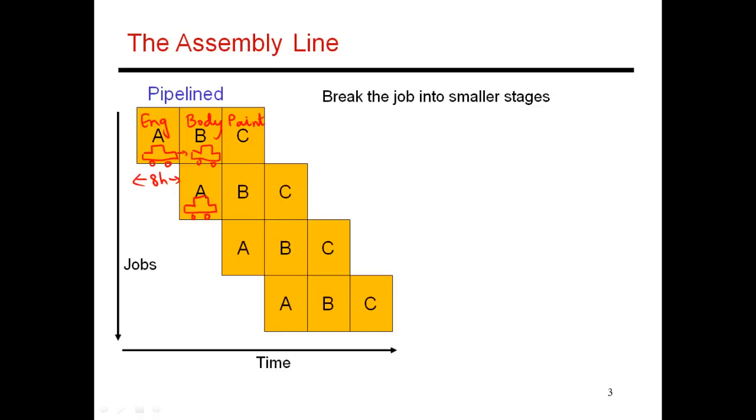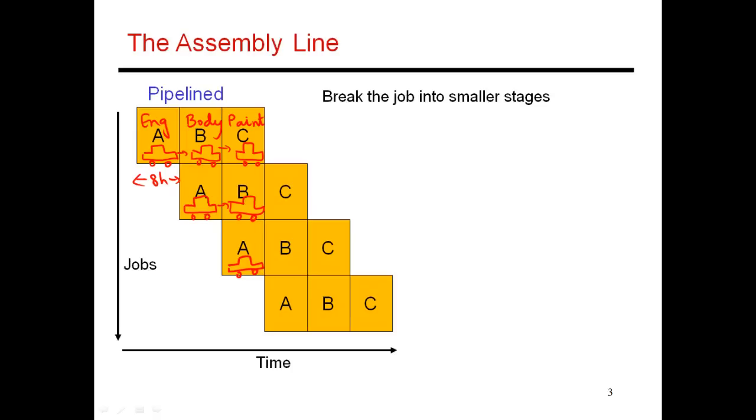So at this point of time, there are 2 cars that are being simultaneously produced. There's car number 1 that's having its body built, and car number 2 that's having its engine built. 8 hours later, this car now moves into stage C. The second car moves into stage B. And again, the workers in stage A are free to start working on a third car, right? And this is a steady state.